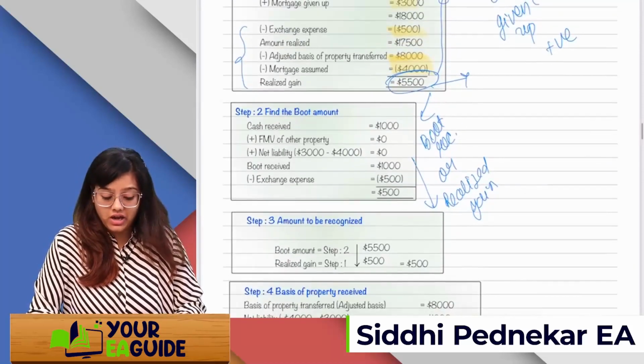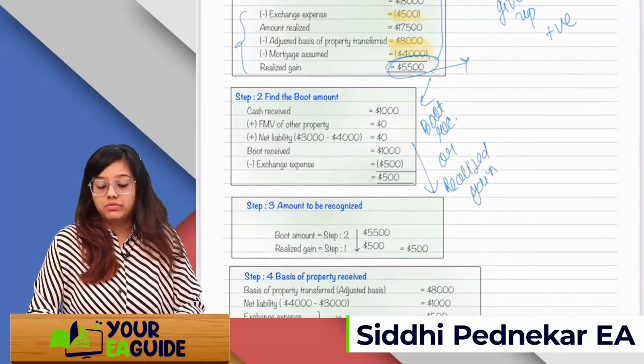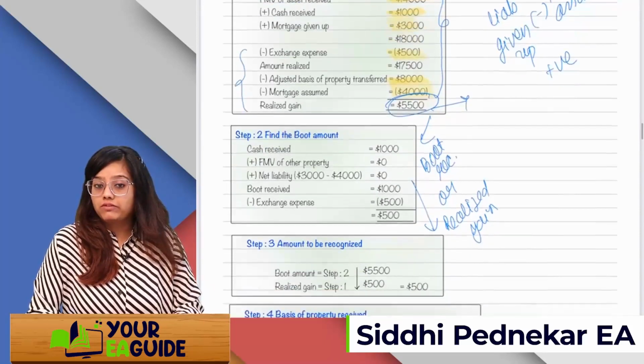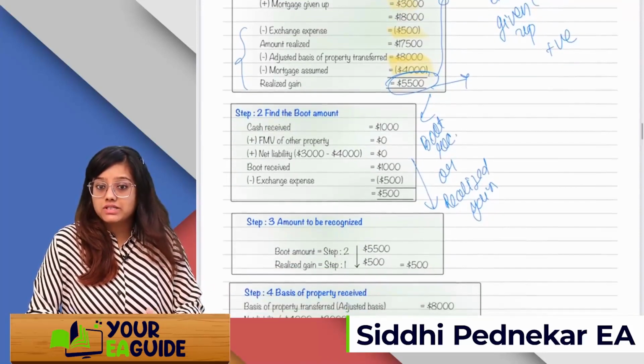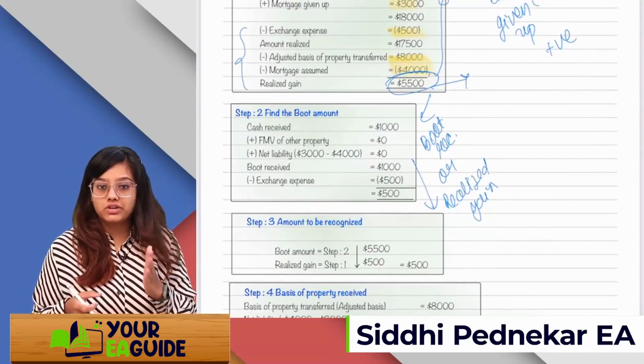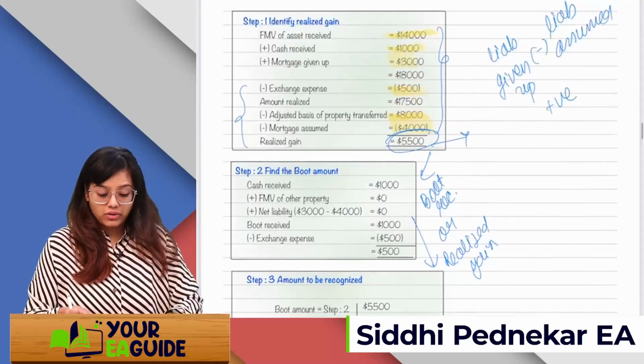In a question, they can twist the words. They will ask you what is the realized gain. Then you have to calculate just step 1. They can ask what is the boot amount. Then you'll have to calculate step 2. They can ask what is the recognized gain, right? Or they can ask both: what is the realized and what is the recognized? This is how you are going to calculate.